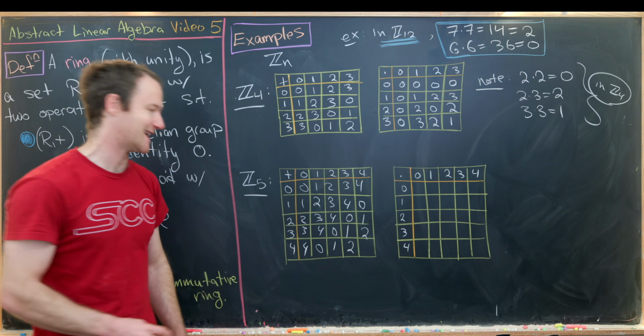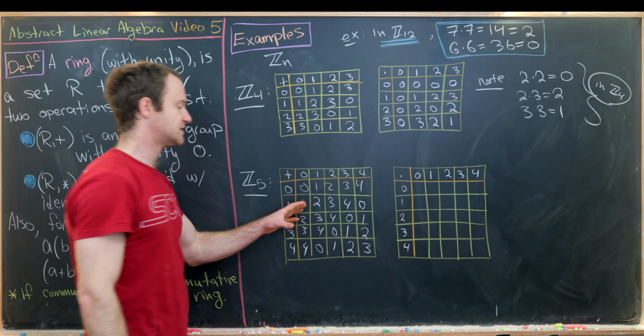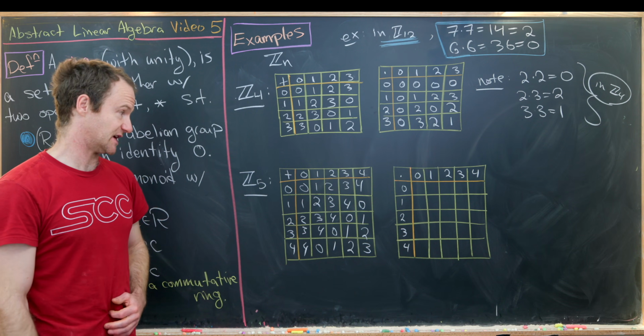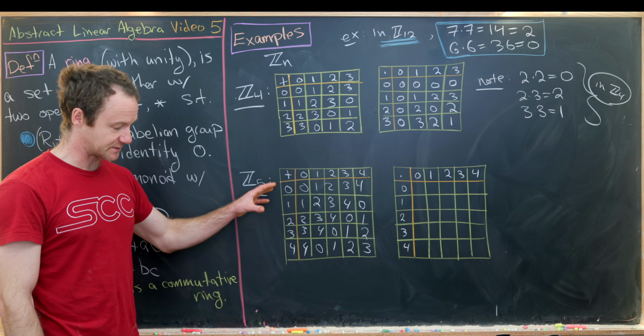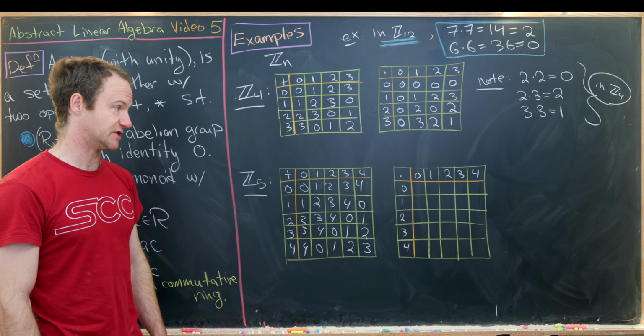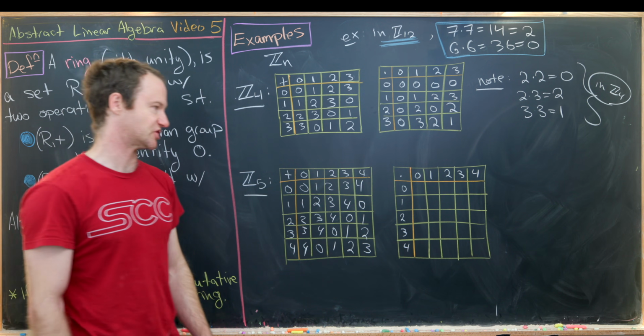4 plus 4 is 8, which is 3. So that's a filled in addition table for Z5. Like I said before, this forms a group, an abelian group under addition. Now let's look at the multiplication table.